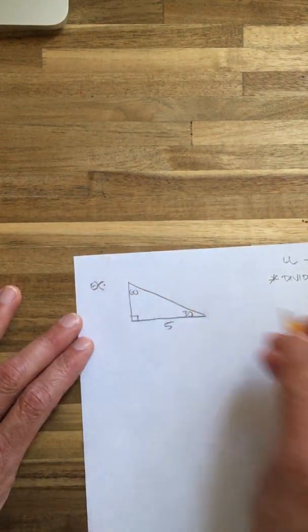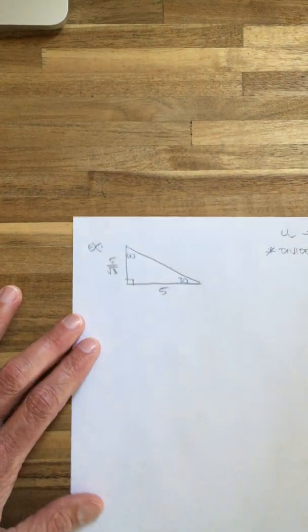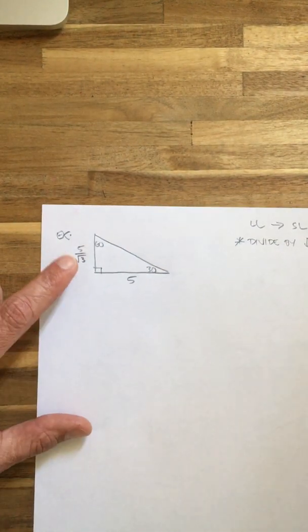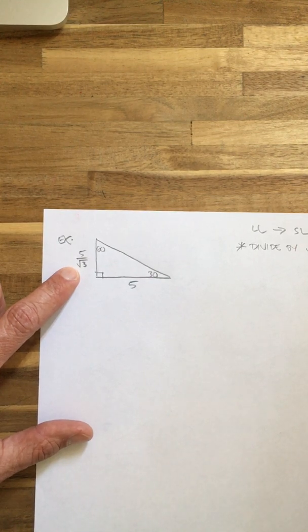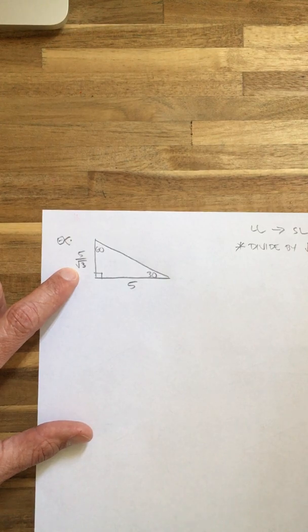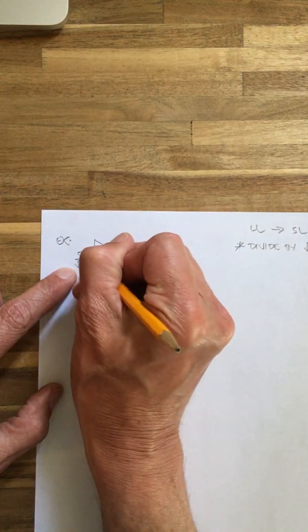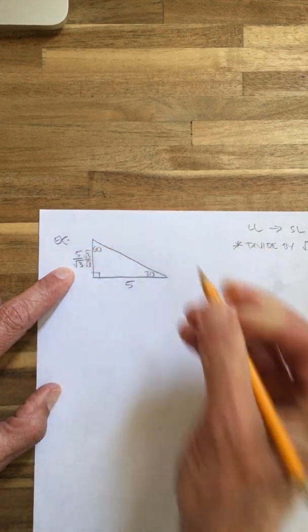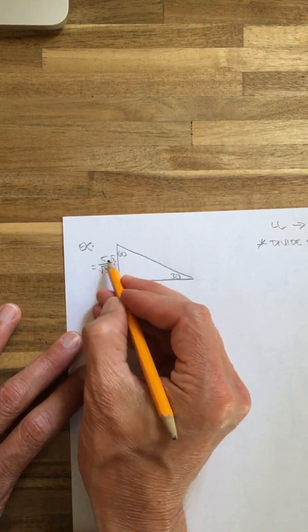So look what I have. I have 5 divided by radical 3. But we can't keep it like that. Remember, we have to multiply by radical 3 divided by radical 3 so we can rationalize that denominator. So multiply by radical 3, and what do we get? 5 times radical 3.